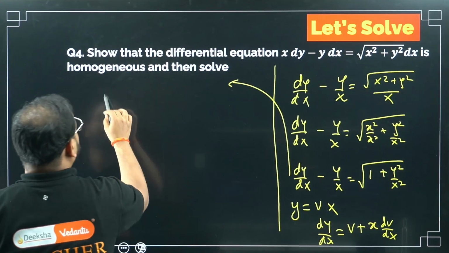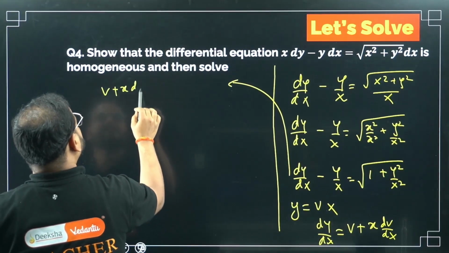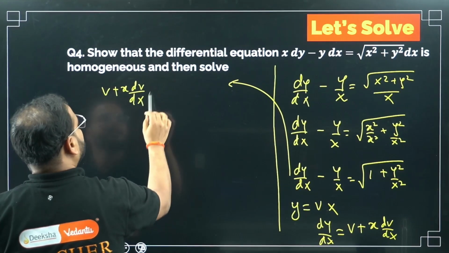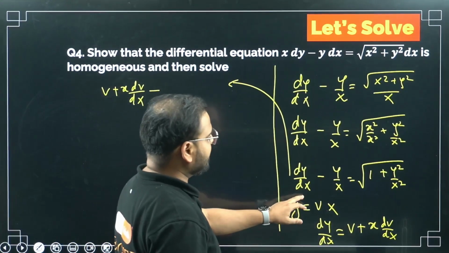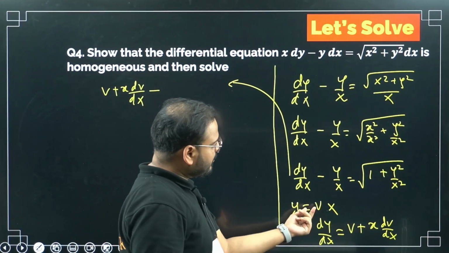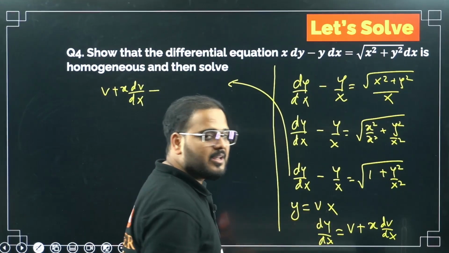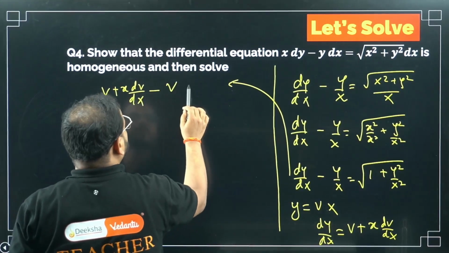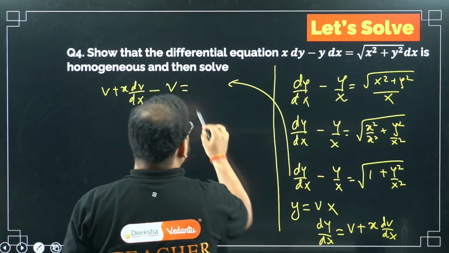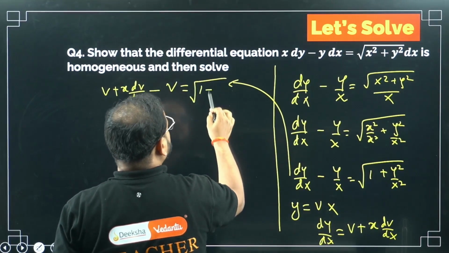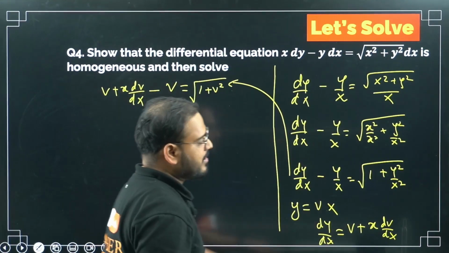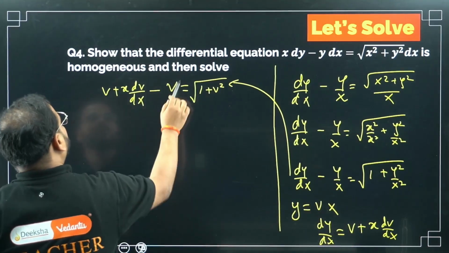So v plus x dv by dx minus, this is for just dy by dx. What is y by x? Please check from here. It will be simply v. If you bring x here, y by x will be simply v. So minus v equals to the RHS 1 plus v square. Y by x is v, right? That's why. Now cancel this and this.